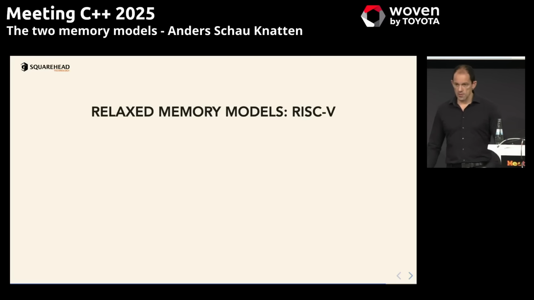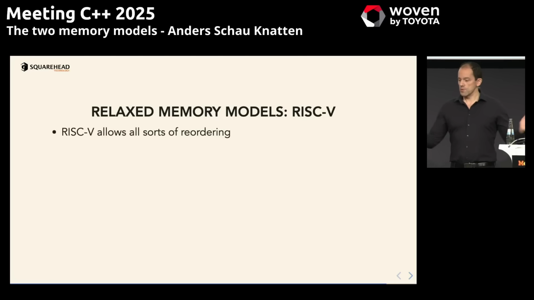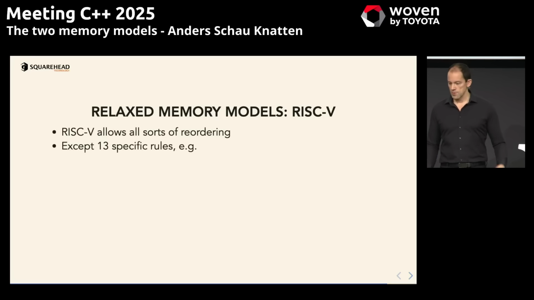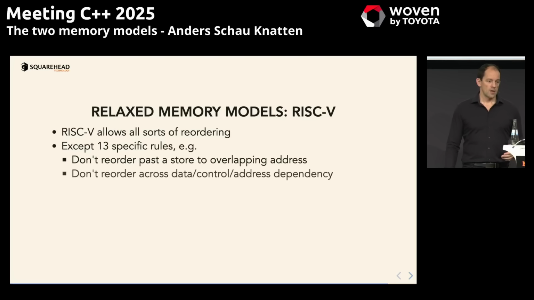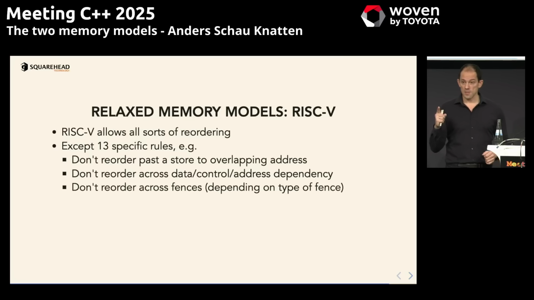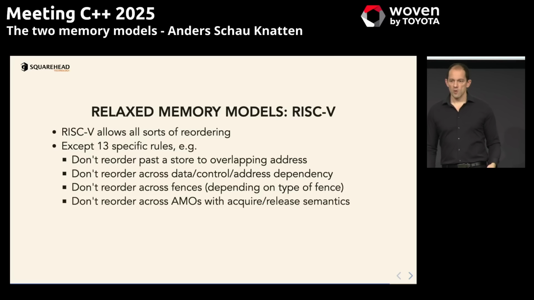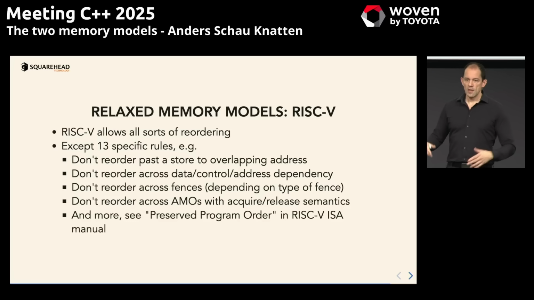So yeah, x86 preserves everything except store to load. RISC-V allows all sorts of reordering, except 13 specific rules. So don't reorder past the store to an overlapping place. And all these dependencies that we just saw, you keep those. And on the fences, that's the important part. You put a fence when you want to say pause, finish everything before you continue. And then atomic memory operations and a few rules like that. Don't worry about the details. The point is just everything is allowed except 13 specific things. So it's in the ISA manual.